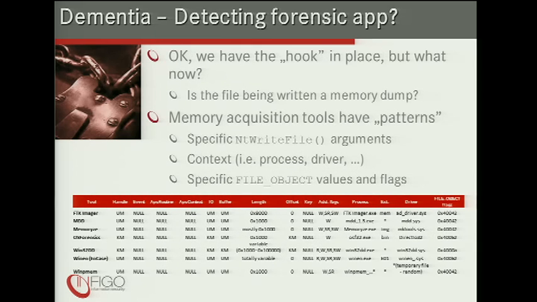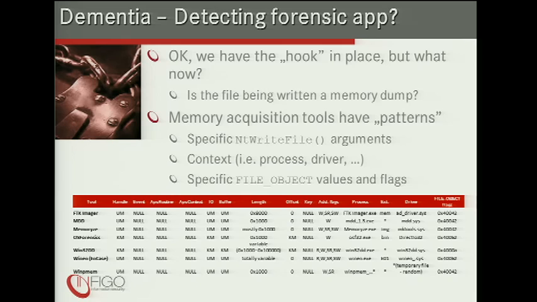Okay, so now we have the hook in place, but what's next? How do we know whether the file being written is actually forensic memory dump or some other regular operating system file? Well, it turns out that all of the memory acquisition tools have some patterns. So when I say patterns, I mean specific anti-write file arguments. I mean that this calls anti-write file is executed from a specific context, from a specific process. We can detect the presence of a certain driver and so on. Also, a file object being written can have specific values and flags.